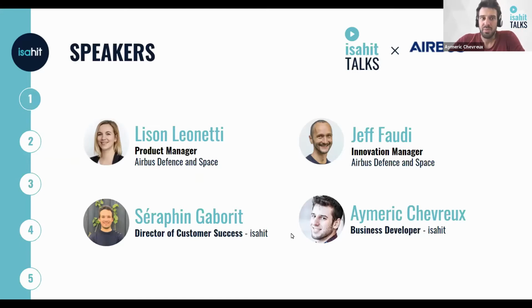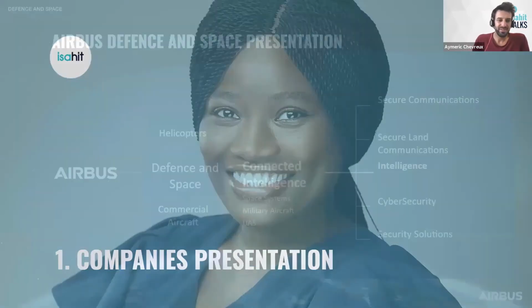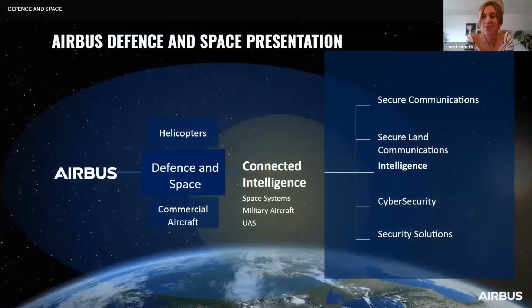So now let's continue with the presentation of the companies, Airbus and Isahit, so you can have a better view of the context and why we started this collaboration. So Lison, if you want to talk about Airbus. Okay, so let's get started a little bit with our company. You're probably familiar with Airbus for its planes, but maybe not for the space activities. Within Airbus, you have different entities. We also manufacture helicopters, commercial aircraft, which is more famous, but also defense and space products.